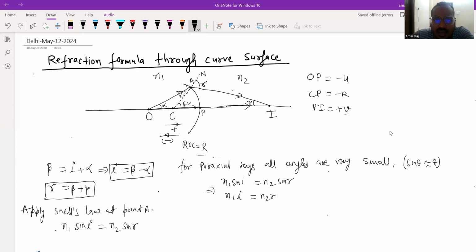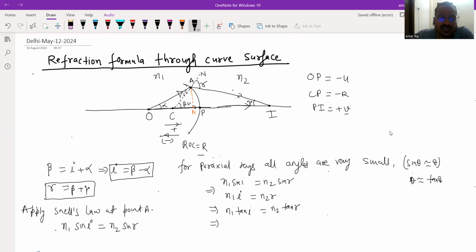Now draw a perpendicular from A to the principal axis. Let's say this perpendicular meets the principal axis at N. If the angle is very small, you can also write theta is approximately tan theta. So N1 tan i is equal to N2 tan r.